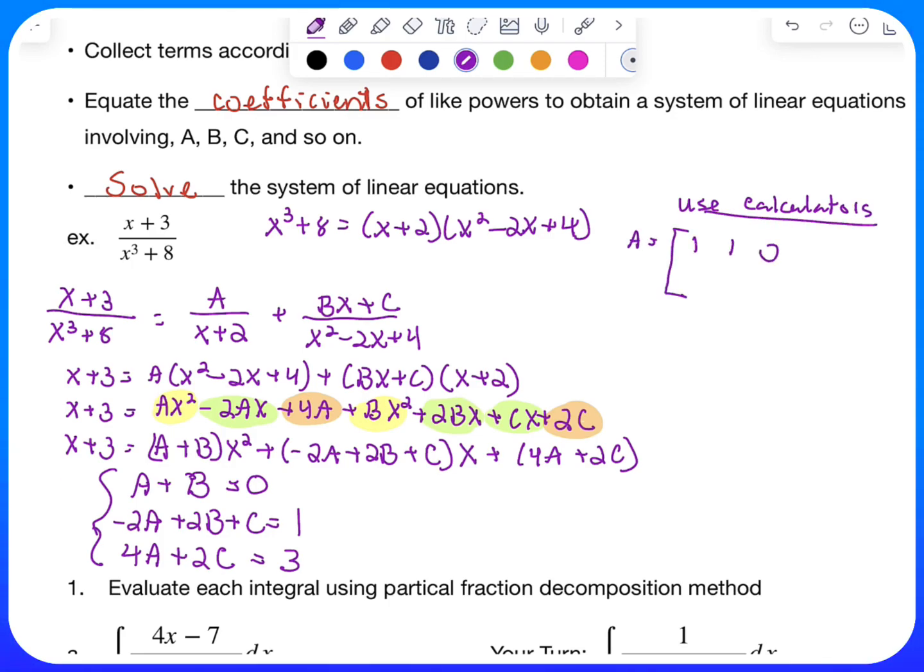So I'm going to set up my coefficient matrix here, which will be 1, 1, 0, negative 2, 2, 1, and 0, 2.